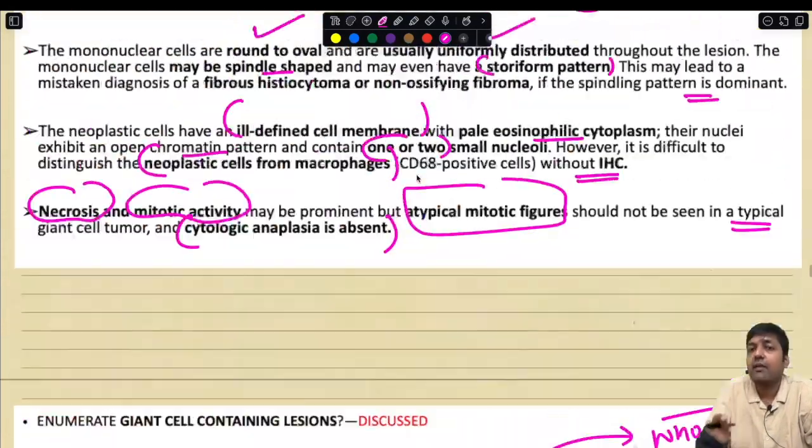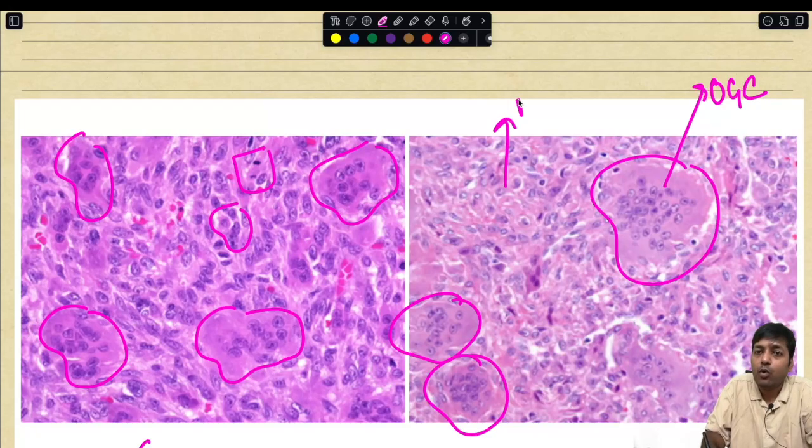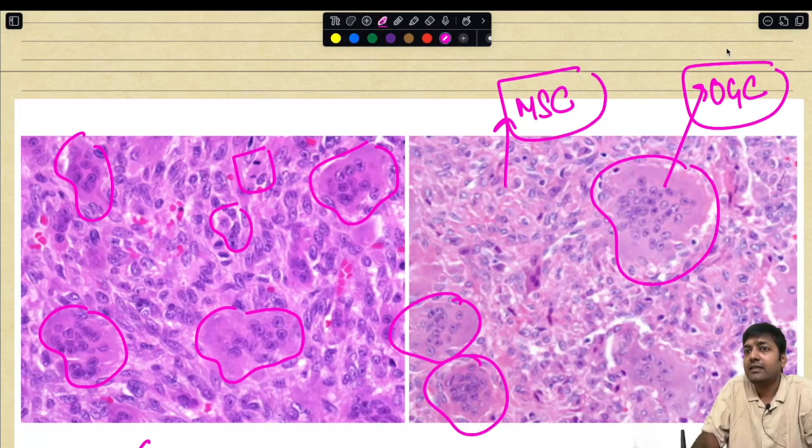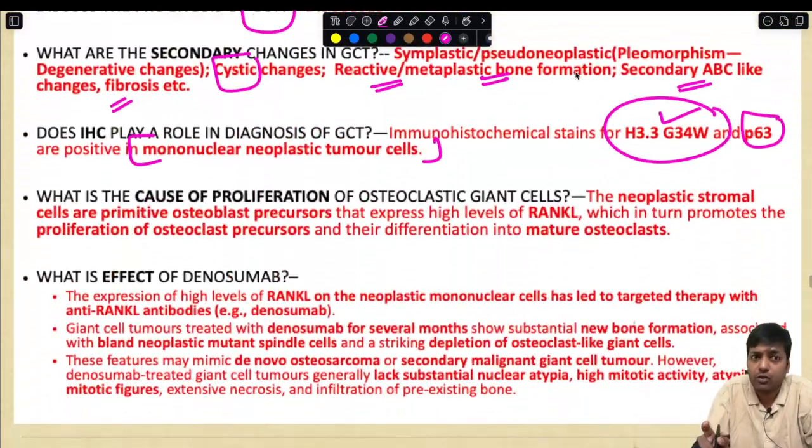Now remember one thing I would like to highlight over here. Over here there are two groups of cells. One is this osteoclastic giant cell. Another is this mononuclear stromal cell. So remember, these osteoclastic giant cells are a non-neoplastic group of cells, whereas these mononuclear stromal cells, if you see, these are the real neoplastic cells. Remember this point very importantly. The examiner will ask you this question.